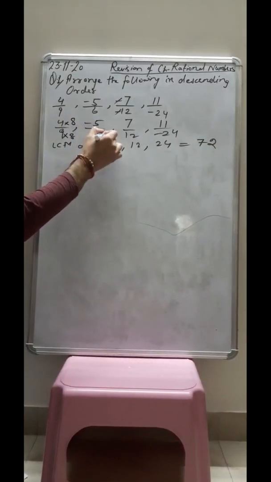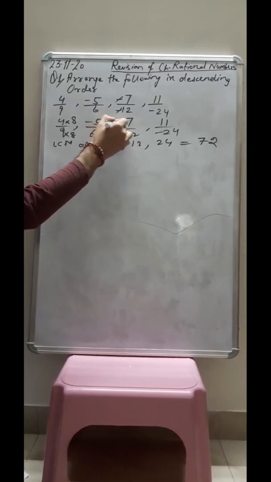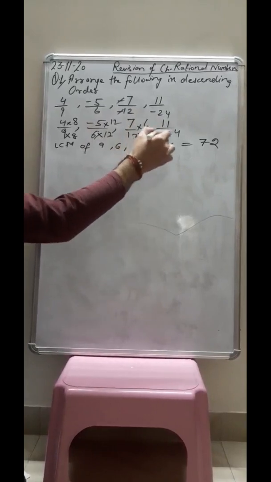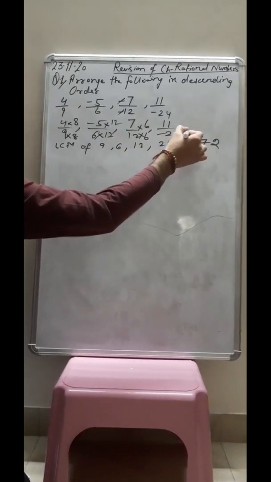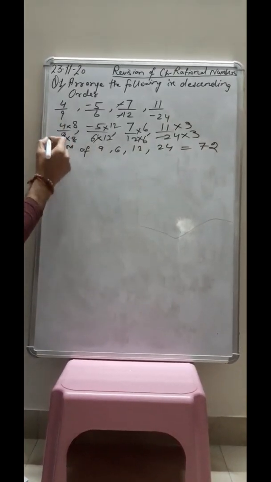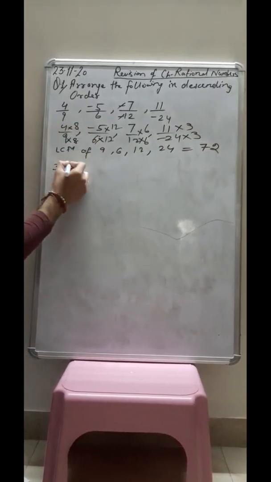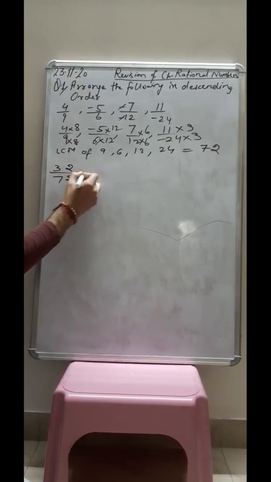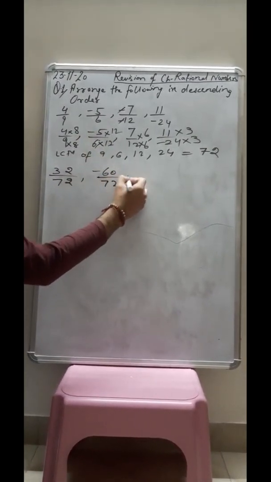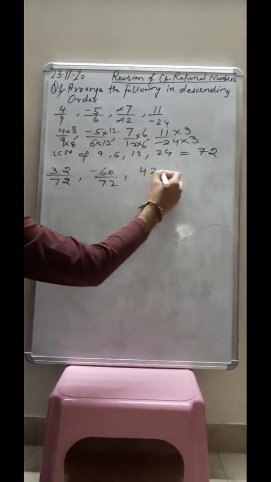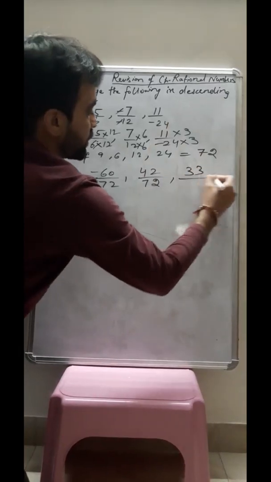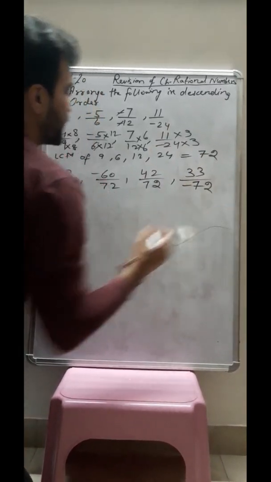Here we have to multiply by 12. Here it is 12. Here we have to multiply by 6. Here also 6. Here it is 24. So here we have to multiply by 3. And here also 3. So when you multiply it, you will get 4 8s are 32 upon 72. This gives you minus 60 upon 72. This gives you 42 upon 72. And this gives you 33 upon minus 72.